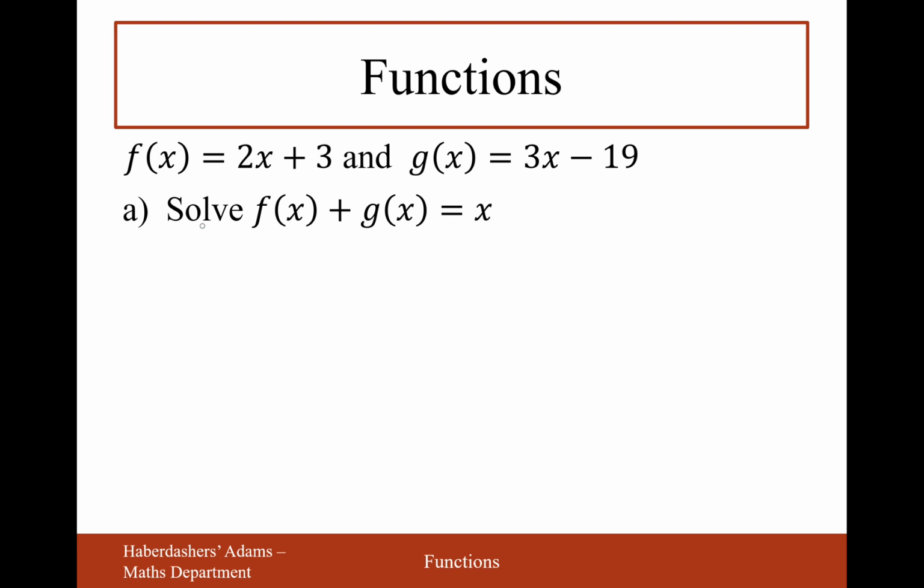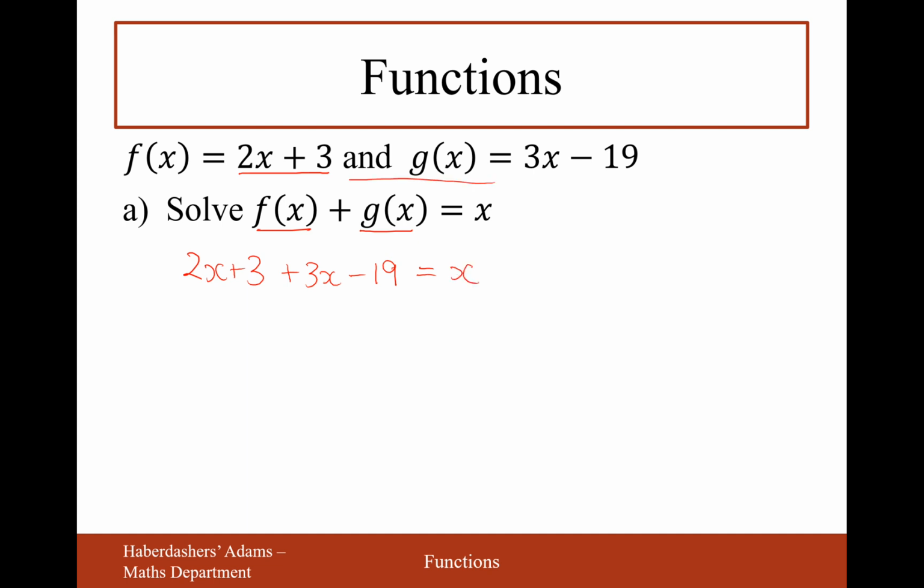Okay, so this question here is a solve question where we need to work out what f of x add g of x is when it equals x. So what is the f function first? That's 2x plus 3. What is the g function? And then we'll add it together. That would be 3x minus 19. And then we need to set it equal to x.